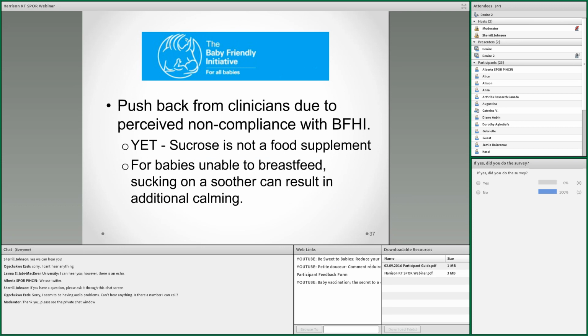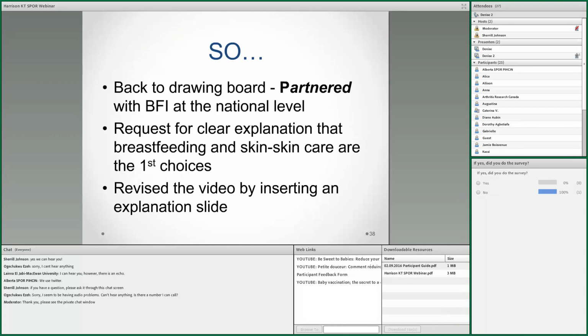So we had pushback from clinicians and BFI due to the perceived non-compliance with BFI. And so we had to go back and really look at what the recommendations for BFI were. So sucrose is not a food supplement, and for babies unable to breastfeed, sucking on a soother can result in an additional calming.